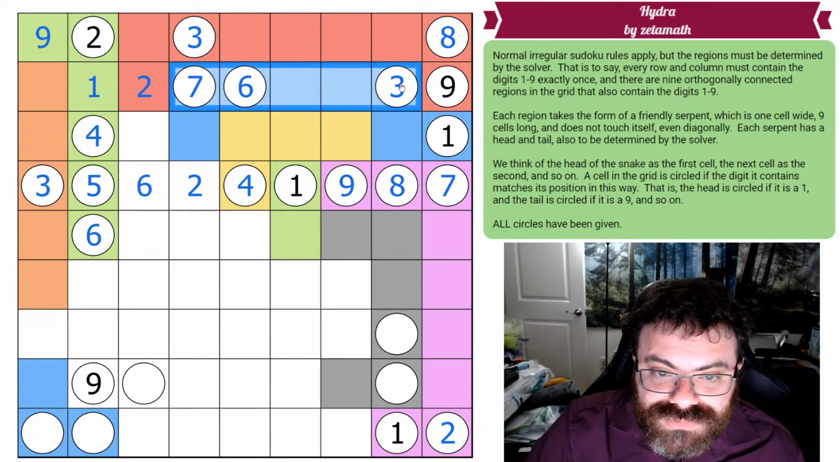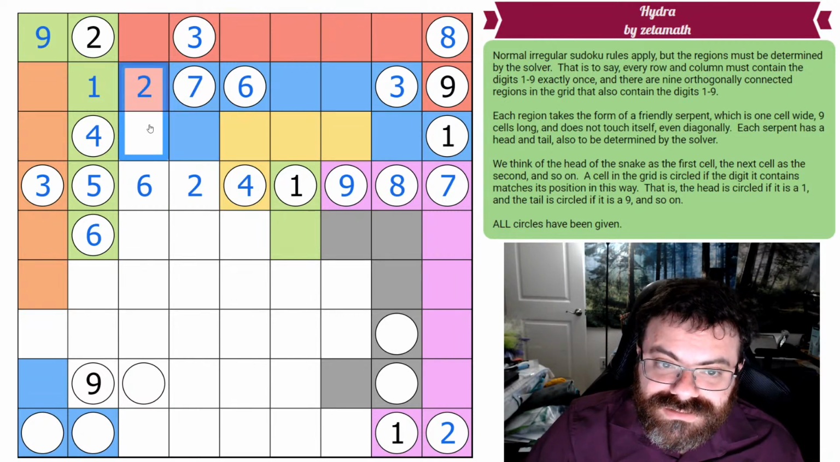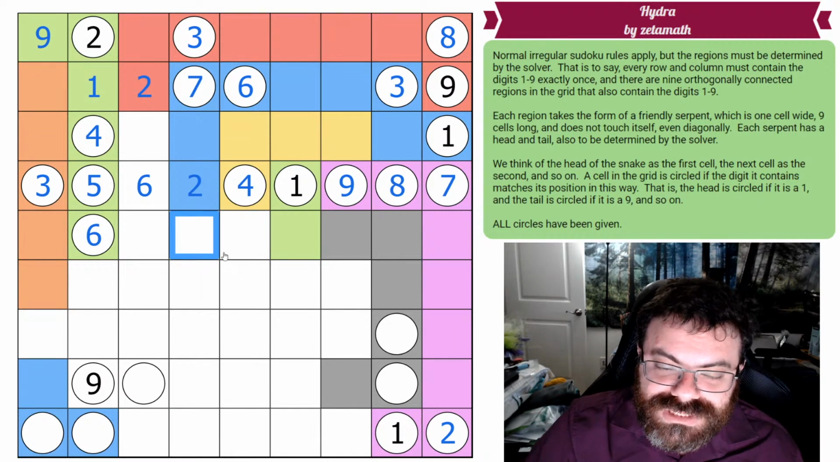Where does 2 go in blue? Ah, true. Blue needs a 2. This can't be a 2 because of the negative constraint. These can't be 2s because they see this one. This can't be a 2 because it sees this one. If blue grew left, then it still couldn't be a 2. So blue needs a 2. It gets that one. Now blue is done.